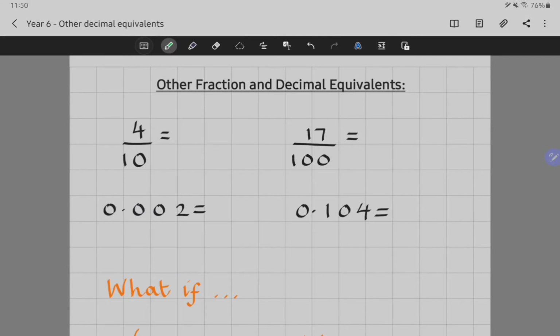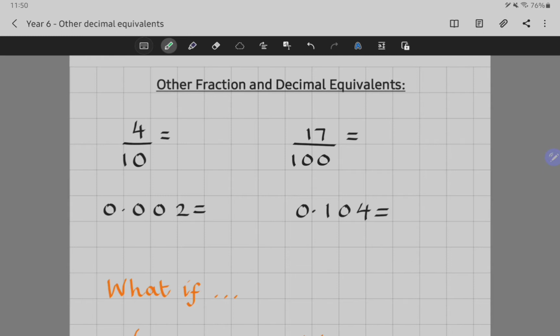In the last video we looked at fraction and decimal equivalents for tenths, hundredths and thousandths. This time round we're going to recap that before moving on to see how we'll deal with other fractions of amounts and how we turn those into their decimal equivalents. So first, let's recap these ones at the top.